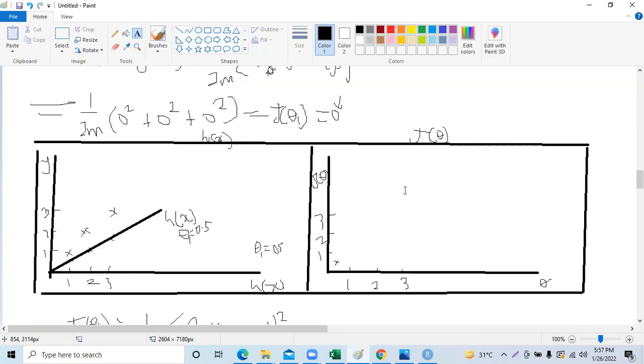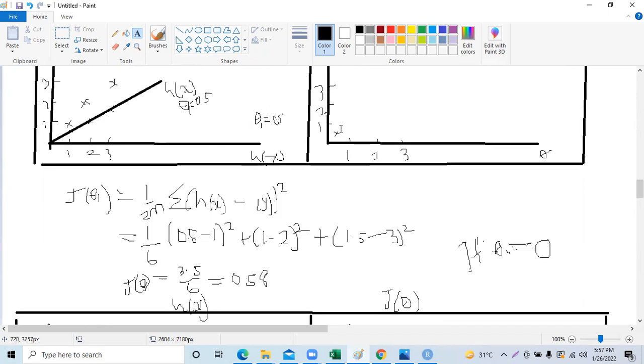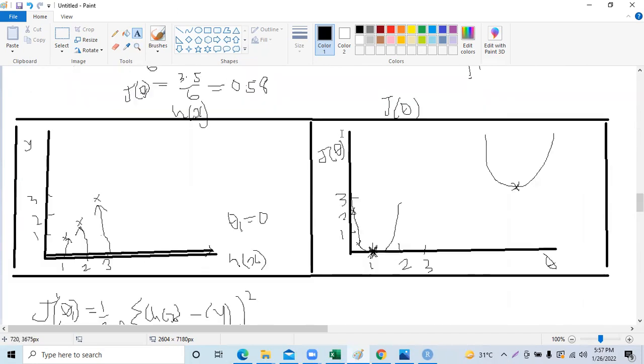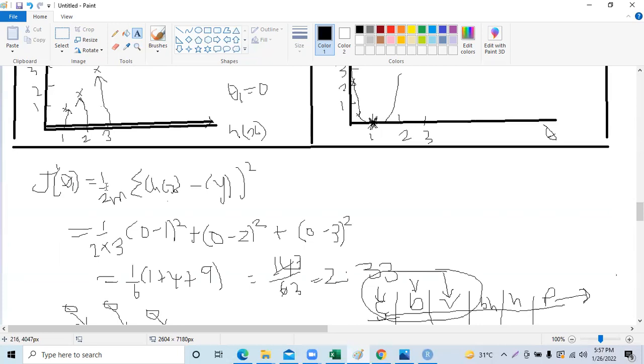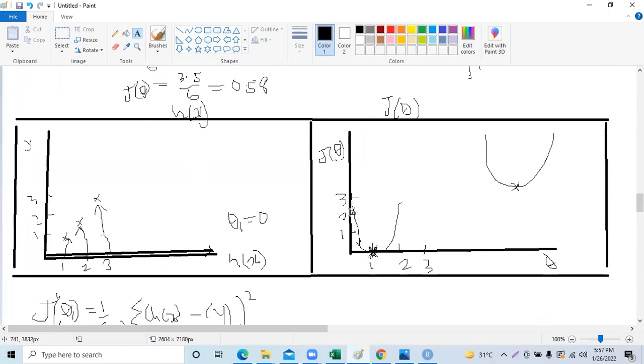We looked at another scenario where theta 1 equals 0.5, and we saw that our predicted value was very far from our actual value. We calculated our J of theta, and it gave us 0.85, which is what we have here. And we looked at one more example. If theta 1 equals 0, you can see how far our predicted value is from our actual value. Then we calculated our J of theta, which is our cost function, and we have 2.33. So we have our J of theta here.